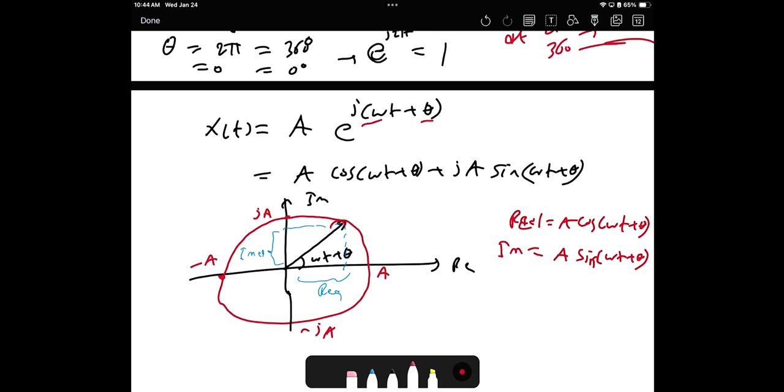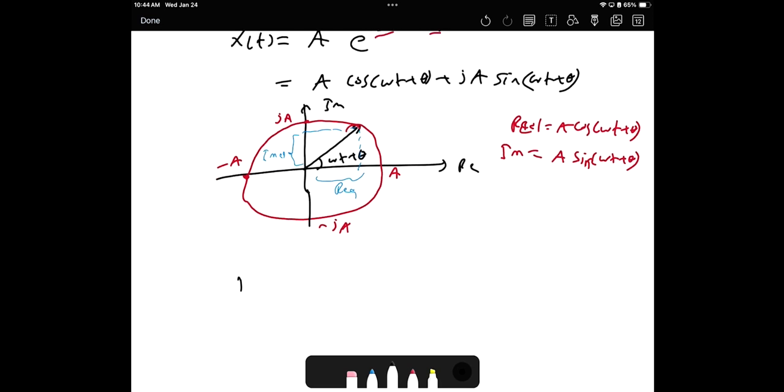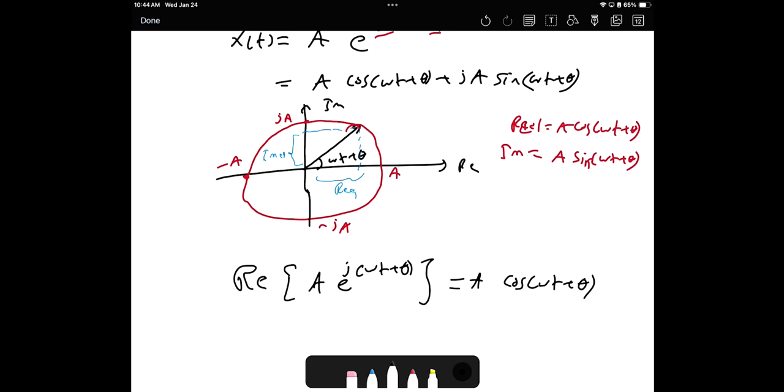Okay? So as a result, what we used to do before, when we did circuit analysis, especially in the phasor domain, we used to look at the real part of e power j omega t plus theta, which means A cosine omega t plus theta. Then we did this conversion. When we convert from polar or phasor form to the time domain, we used to take only the real part.